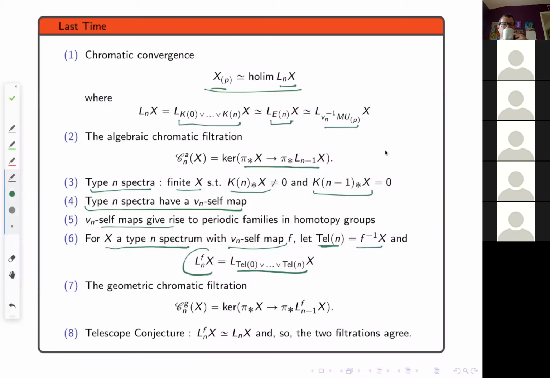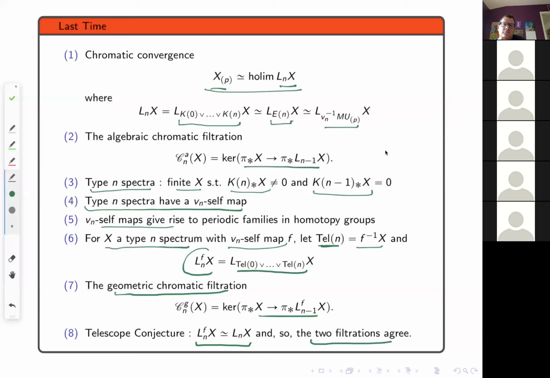That led us to define another filtration, which I called the geometric chromatic filtration, obtained by taking the kernels on homotopy groups for these localization maps. And then the last thing we talked about was the telescope conjecture, a conjecture that proposes an equivalence between these two localizations, and in particular leads to the fact that the two filtrations should agree. Again, this is a conjecture, not known, probably believed to be false by most.